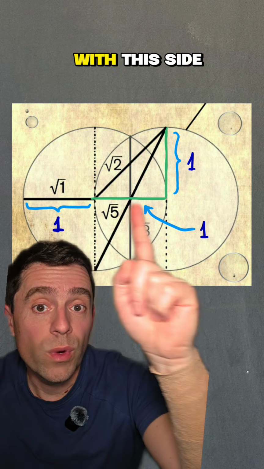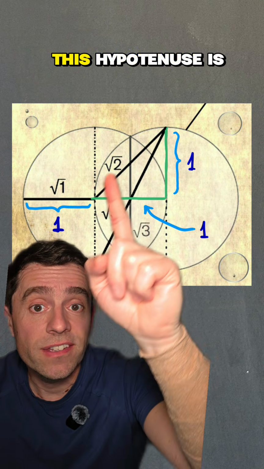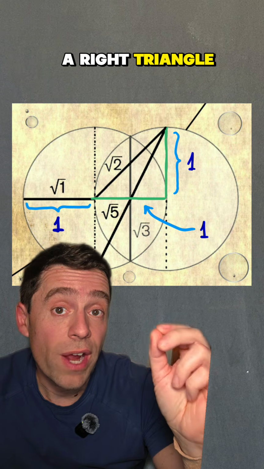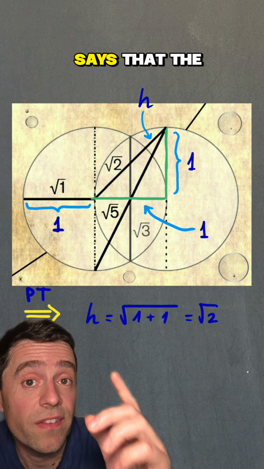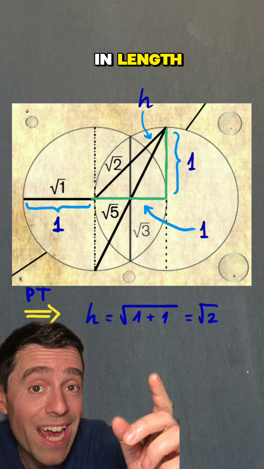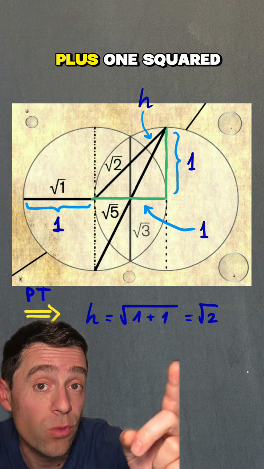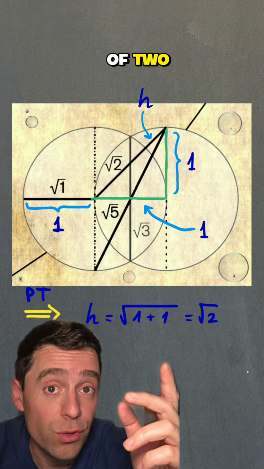Therefore, the triangle with this side, that side, and this hypotenuse is a right triangle, and we can use Pythagoras' theorem. And Pythagoras says that the hypotenuse is equal in length to the square root of 1 squared plus 1 squared, so it is a square root of 2.